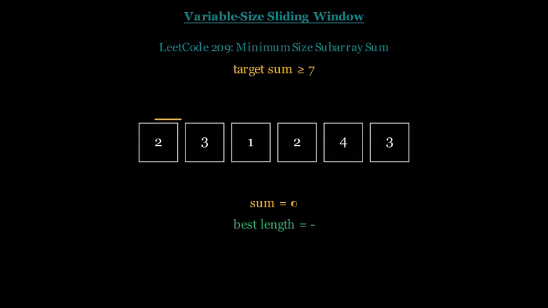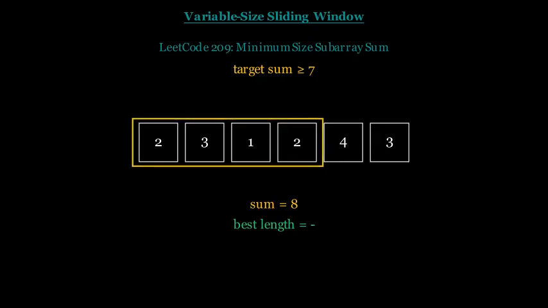Add 2 to the window. Running sum is now 2. Add 3 to the window. Running sum is now 5. Add 1 to the window. Running sum is now 6. Add 2 to the window. Running sum is now 8.